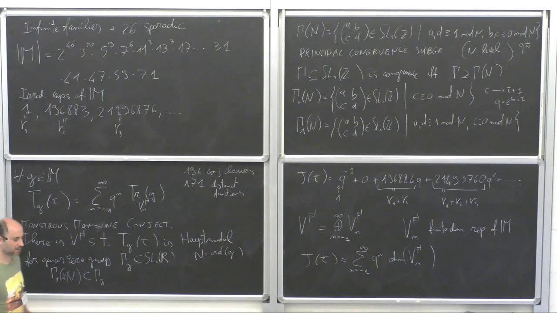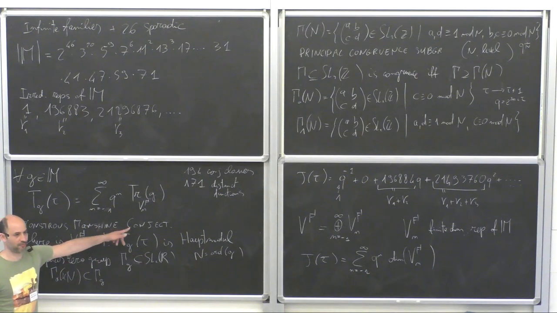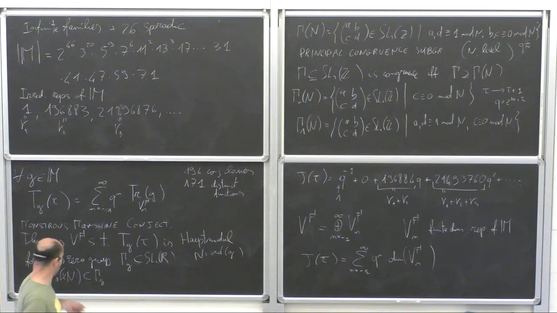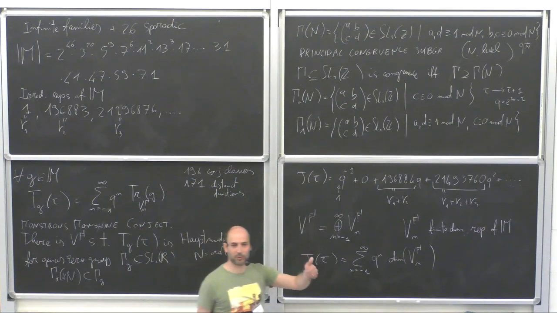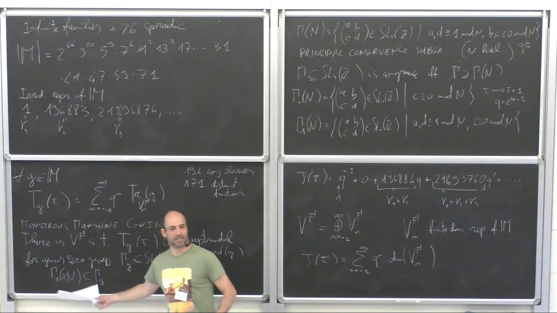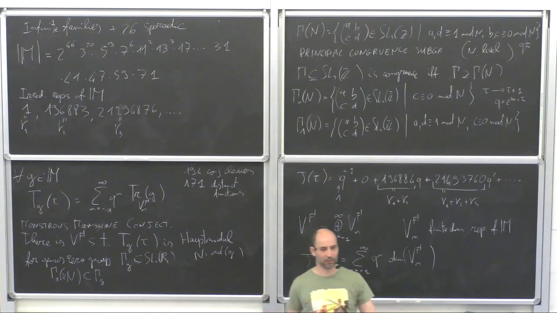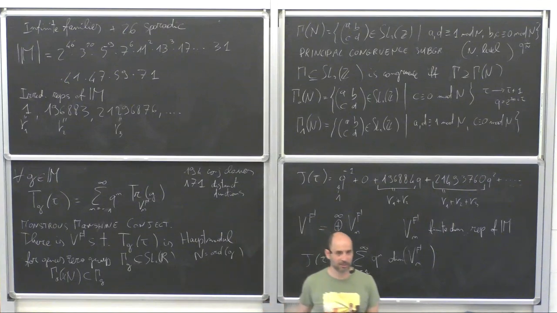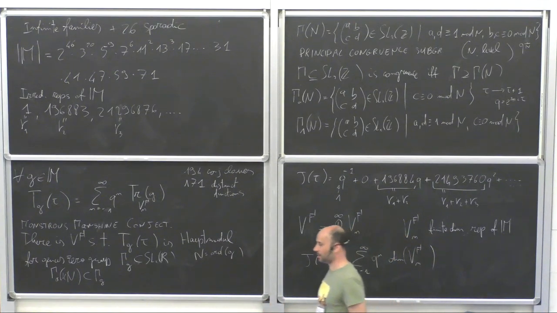This is because sometimes these are modular functions with multipliers, so they are not really invariant under gamma 0 n, but they are invariant up to a phase. So if you want real invariance, then you have to put a slightly higher level. If you don't care about phases, then this is gamma 0 n. So this depends on how you define things.